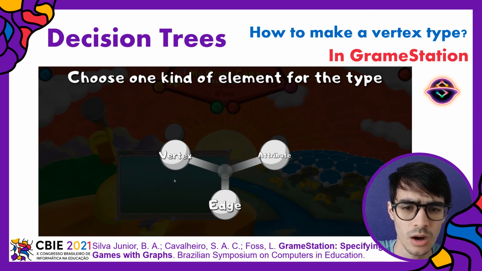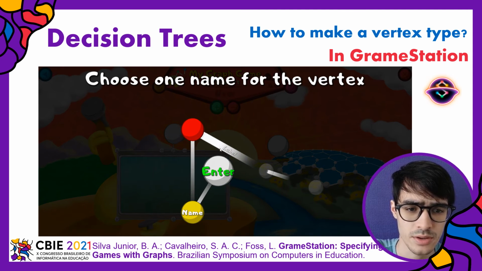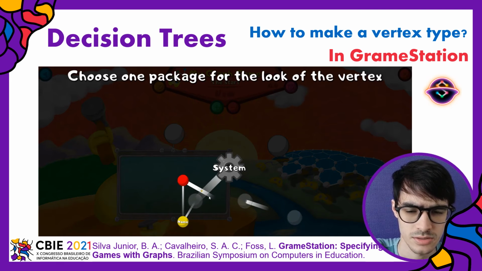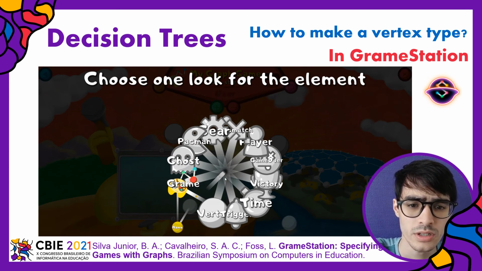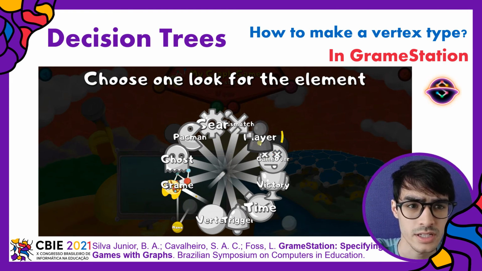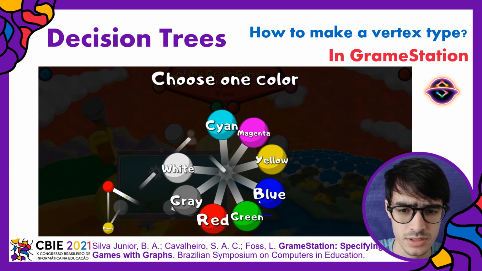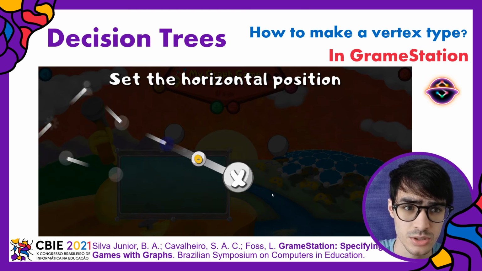In order to help the students to build graphs, we've implemented a decision tree system that guides the user, asking them what are the properties of what they want to do, already offering all correct options available. They just need to choose.